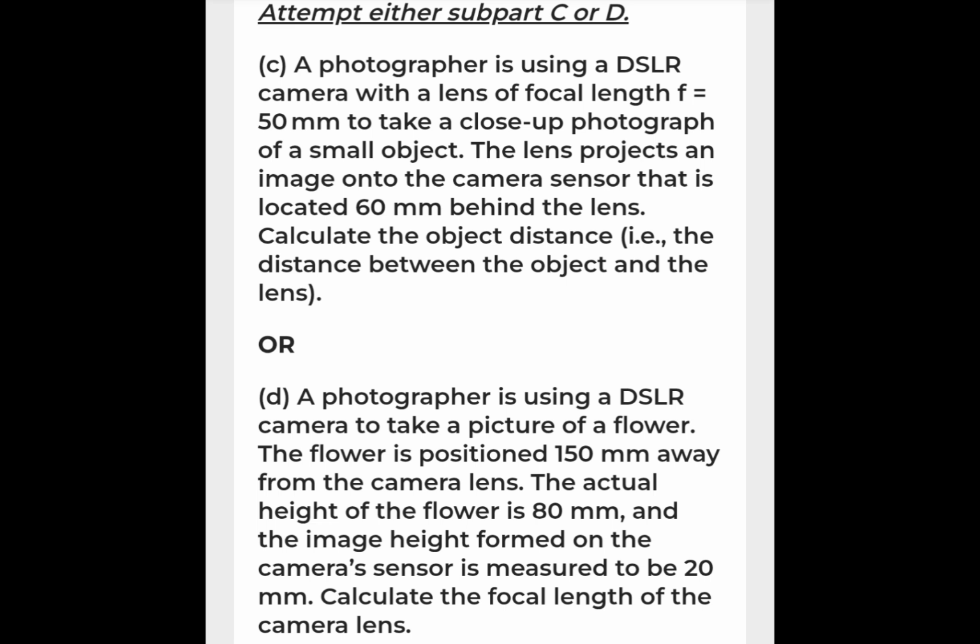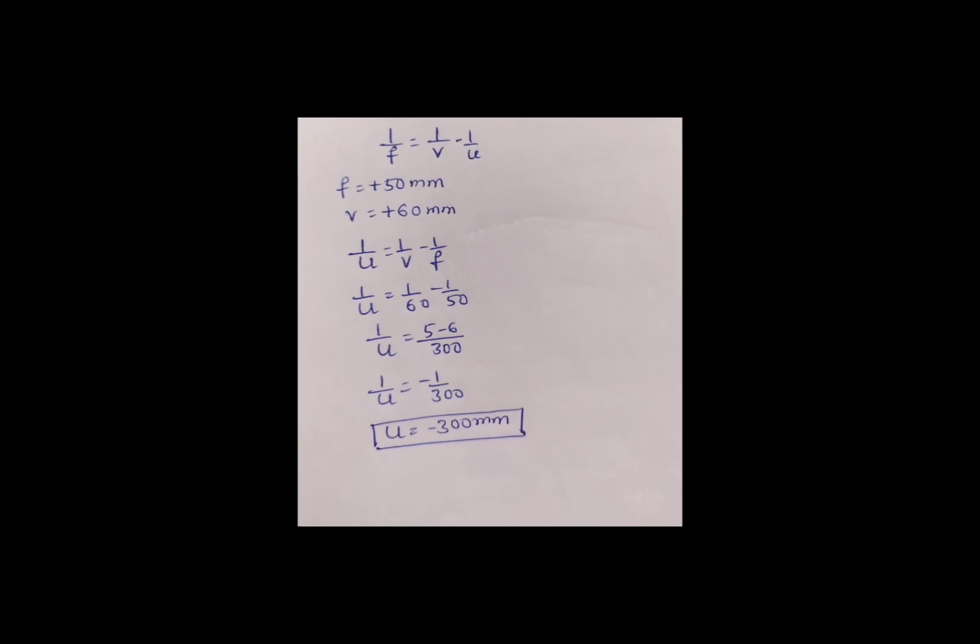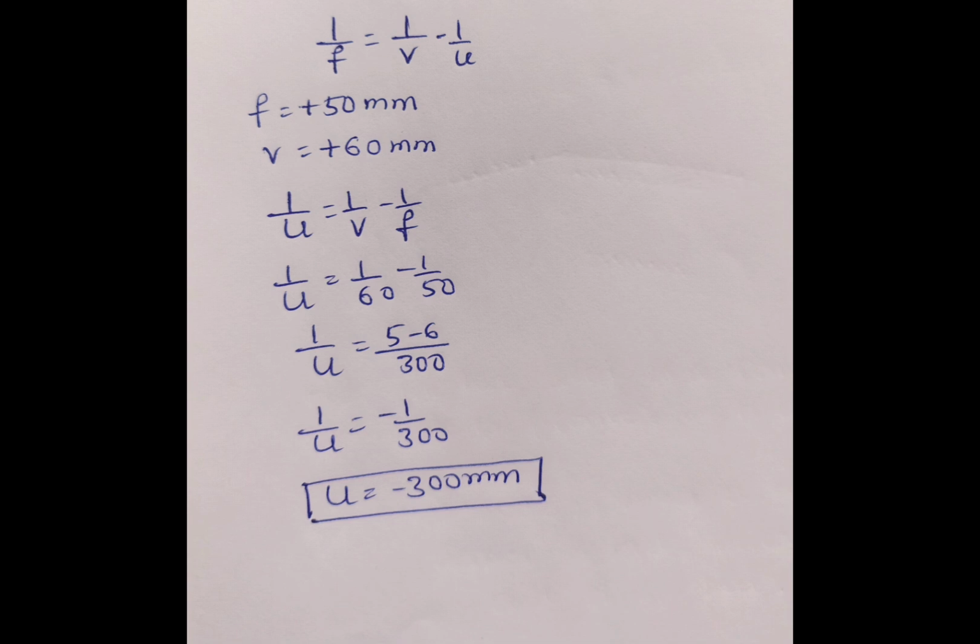A photographer is using a DSLR camera with a lens of focal length f equal to 50 millimeter to take a close-up photograph of a small object. The lens projects an image onto the camera sensor that is located 60 millimeter behind the lens. Calculate the object distance, that is the distance between the object and the lens. In this problem, they given focal length, that is 50 millimeter, and image distance, that is 60 millimeter. The sensor is located behind the lens.